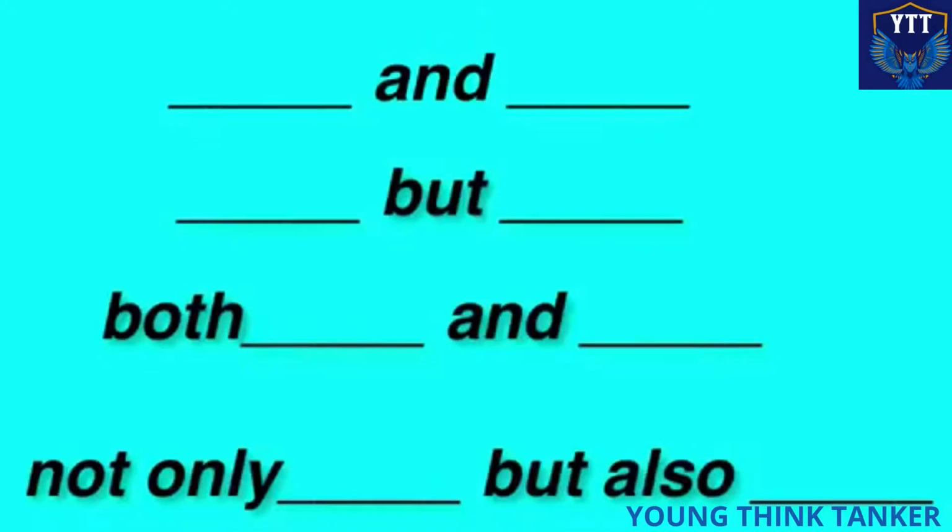Here are some of the connectors that need to have parallel structure. And we already saw that whatever is on either side of and needs to be the same form. The same is true for but. Whatever is in front of it and after it needs to be the same grammatical structure. We also have both and. With this structure, whatever goes after both must be the same structure as what goes after and. The same thing is true with not only, but also. With this connector, you need to have the same grammatical structure in both of the blanks.